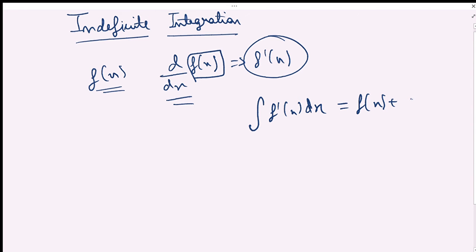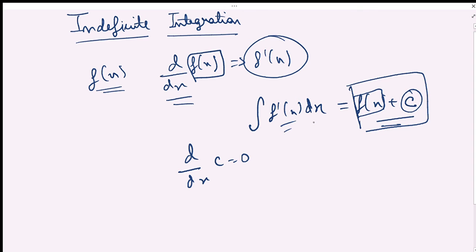You need to add an extra constant. The reason being that we know the d/dx of any constant is 0. So there is always a chance of some constant being added to the function, because if I differentiate this complete portion, then I will get f'(x) itself, because the differentiation of the constant portion will eventually become 0. So the integration of f'(x), you can also call it the antiderivative. Yeah. So this is the basic understanding of what indefinite integration means.